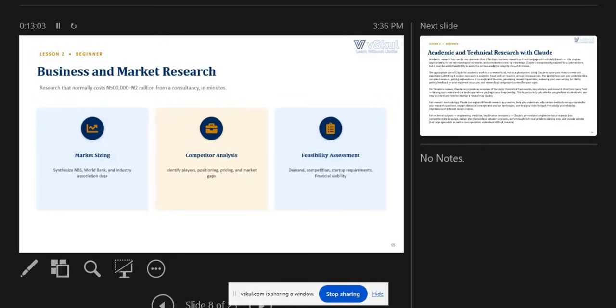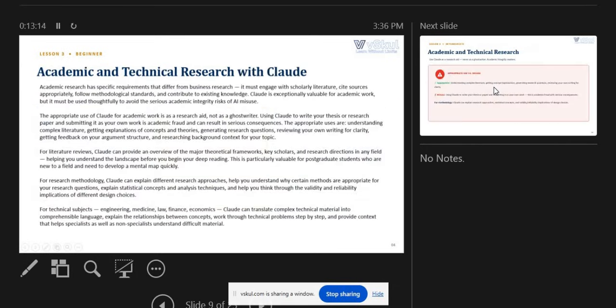Then feasibility assessment. What is the demand? What is the competition out there? What are the startup requirements? And financial feasibility. So this is very important. I use it a lot on this. It has been useful to me, and hence the reason why I'm sharing it with all of us out there in the public. Okay? So now we get into lesson 3.